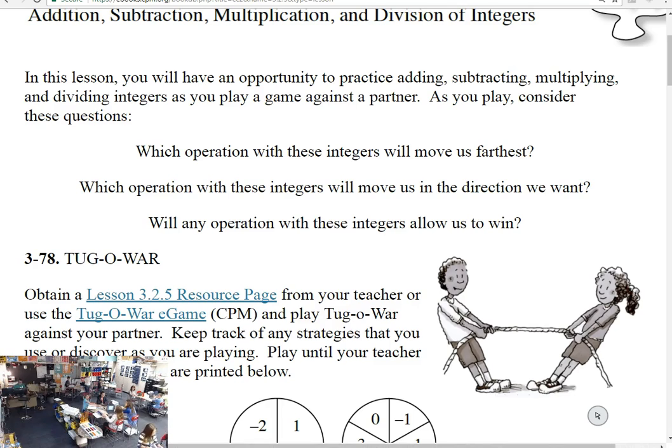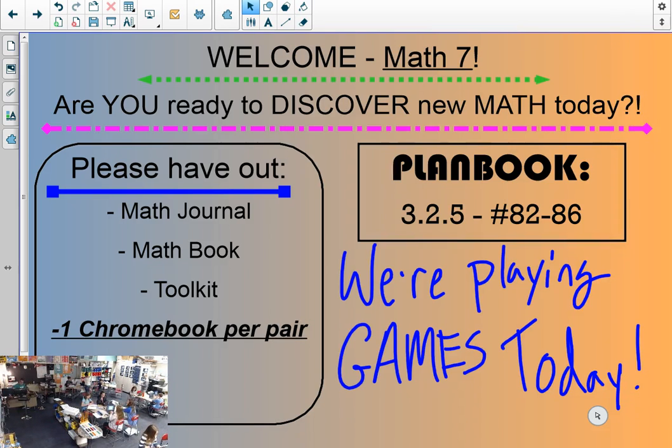So I got to put your homework up on the board. Just log into the Chromebook. We'll give you guys a second. Log into the Chromebook and get to the ebook for 7th grade. That's it. That's all you need to do right now.